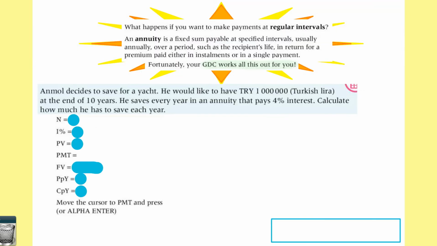All right. Next one. So what if we want to make payments at regular intervals? An annuity is a fixed sum payable at specific intervals, usually annually and over a period, such as the recipient's life, in return for a premium paid. So we're talking retirement, things like that. You're getting paid back for what you put into it.